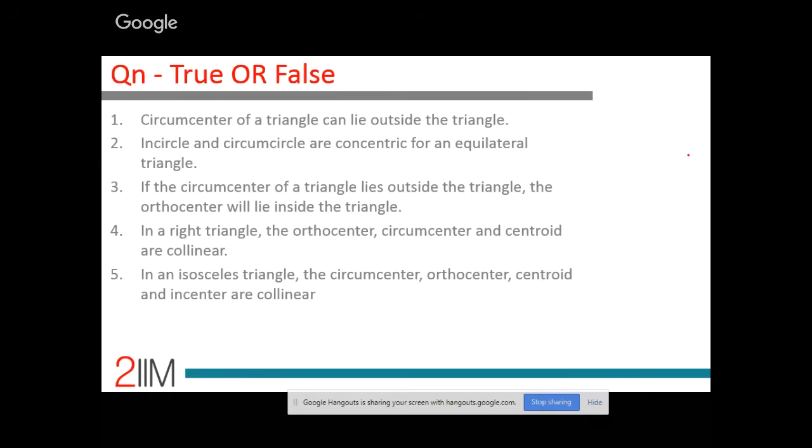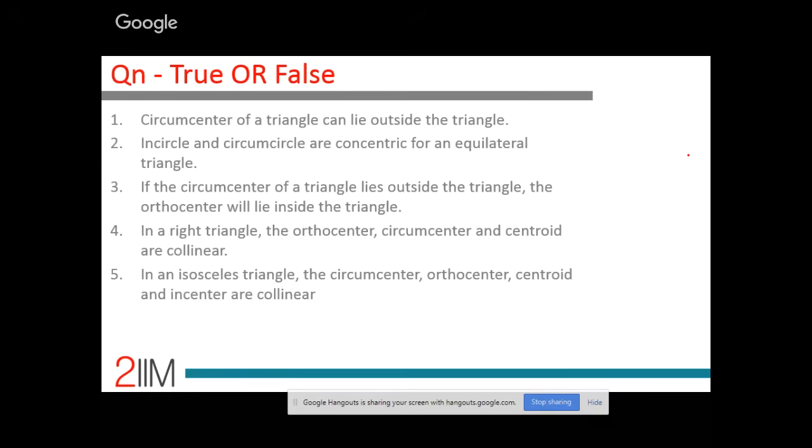Incenter is the same as circumcenter, the same as centroid, the same as orthocenter. We know that. So circumcenter and incenter are coincident. So circumcircle and incircle are concentric for an equilateral triangle.